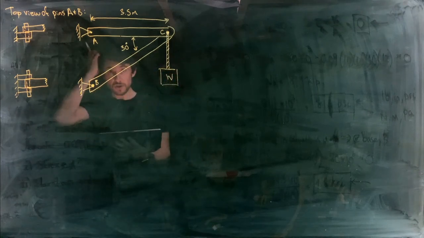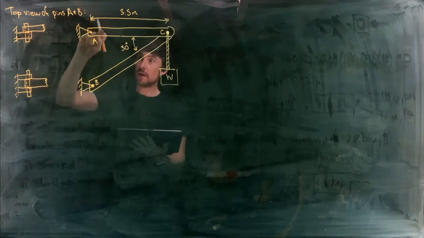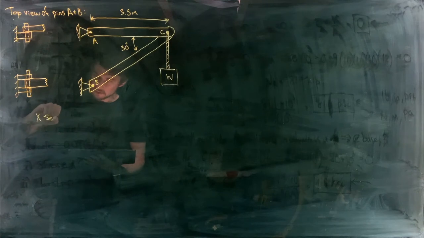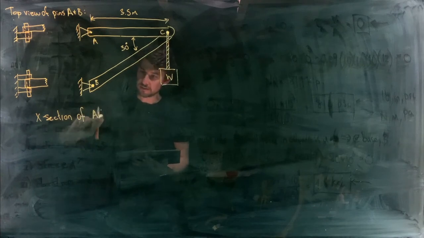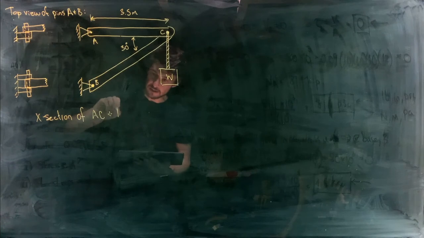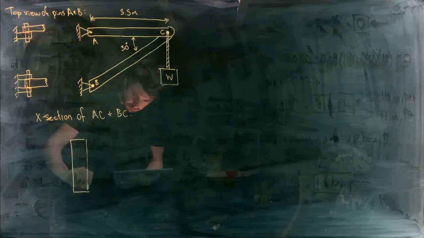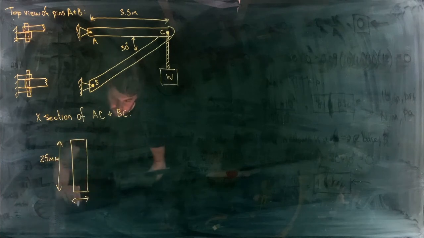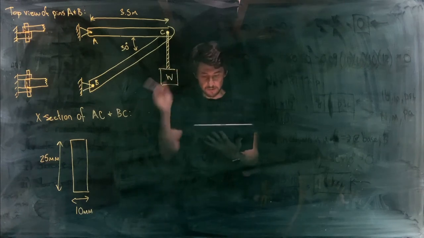Okay, the other information that we have is we're shown what the cross-sectional dimensions of bars AC and BC look like, and they're both the same. So the cross-section of AC and BC look as follows. They've got a rectangular cross-section, 25 millimeters in height, and width 10 millimeters there. Okay, what do we want to do in this? I'll read the problem statement.